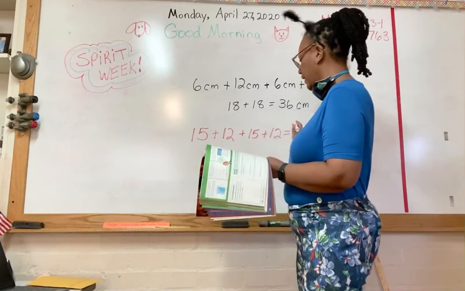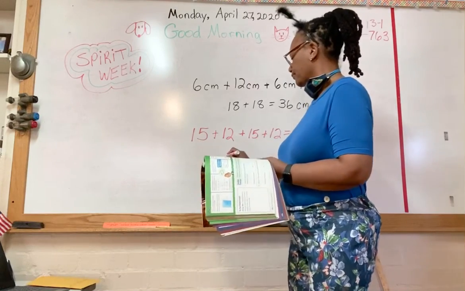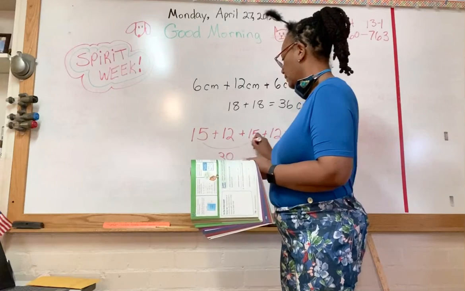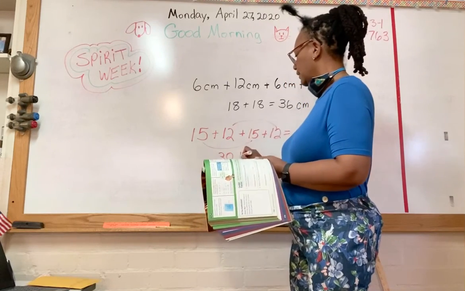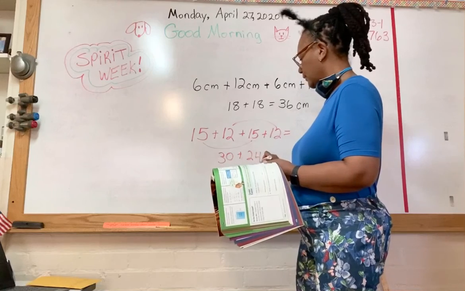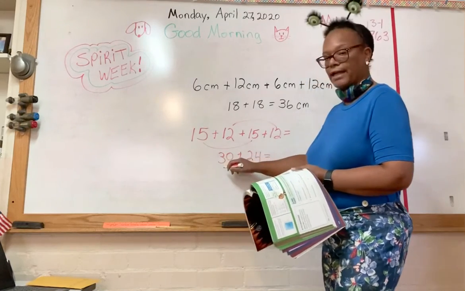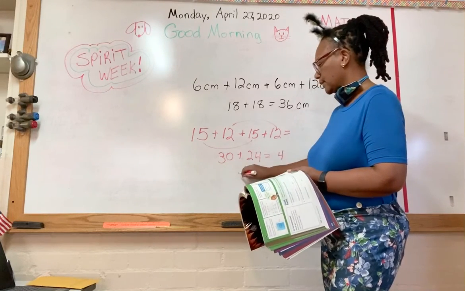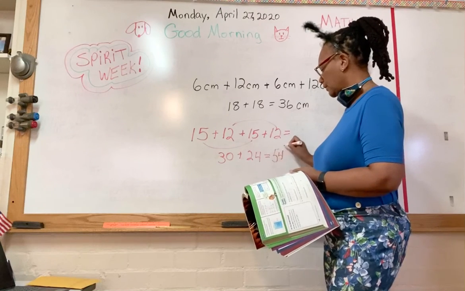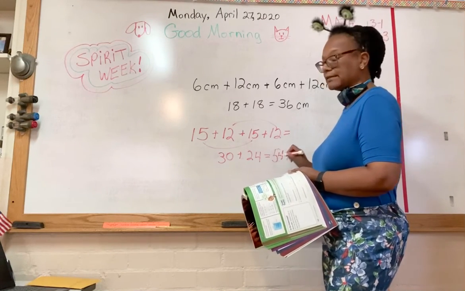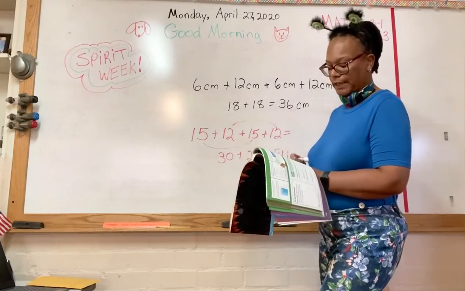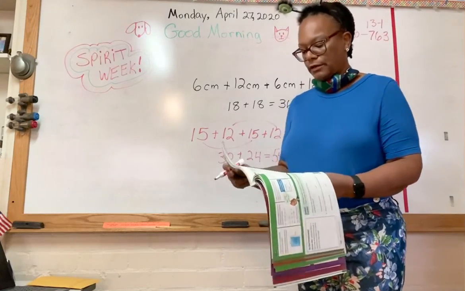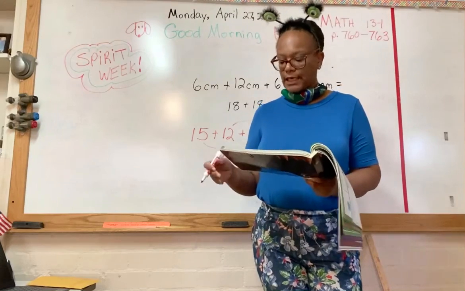How can we add those together? We can say 15 plus 15 is 30. And 12 plus 12 is 24. And that equals, add your ones and your tens together, equal 54. So 54 inches this time, not centimeters. You have to pay attention to your measurements.